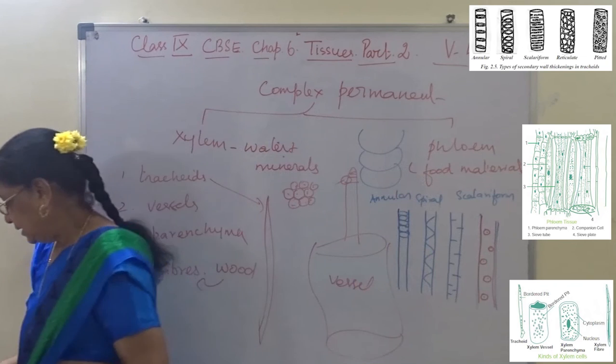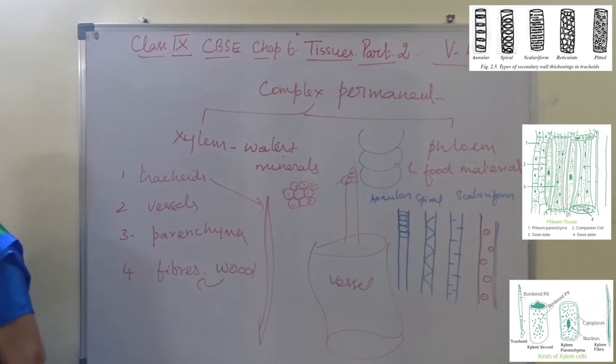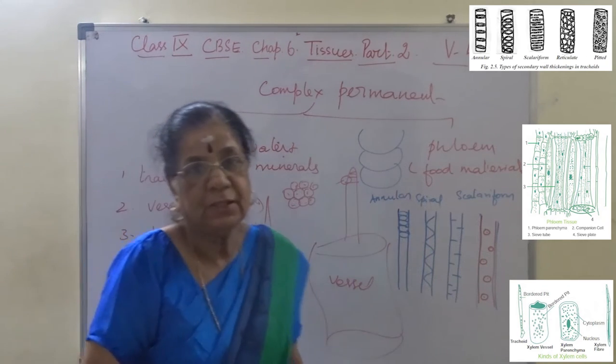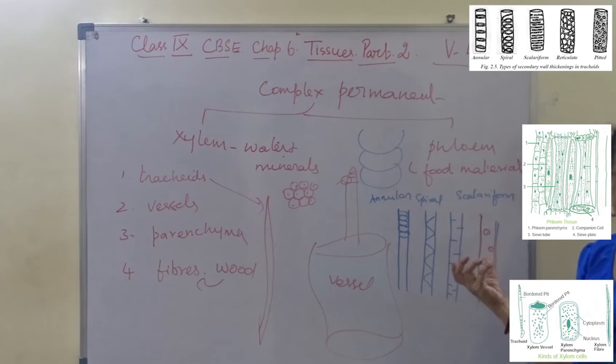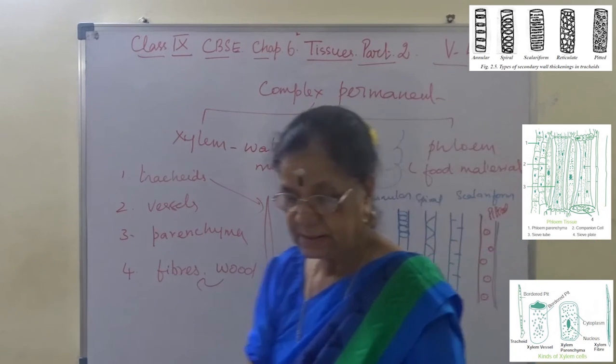So this arrangement of thickening of cell wall material in xylem gets different names. Annular, ring-like structure, annular thickening; spiral thickening; ladder shape, that is scalariform; and this is called pitted thickening. This is known as pitted thickening.